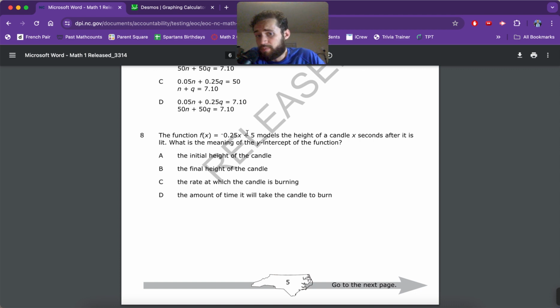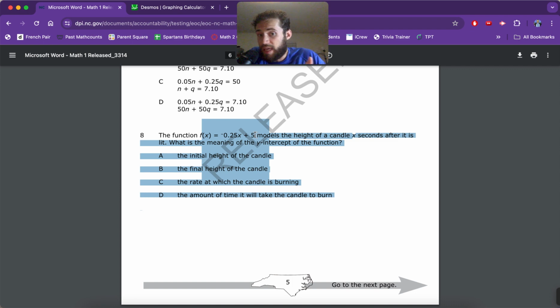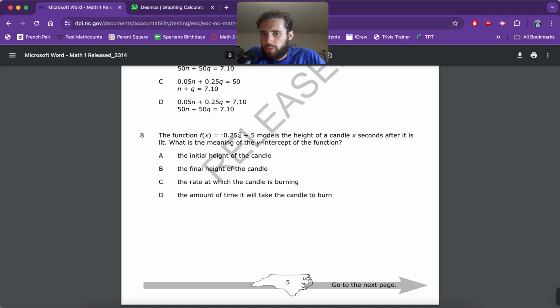Well, we just said the y-intercept is the plus 5, right? That would be the b, the plus b, if it was y equals mx plus b. So when x is 0, your height is 5. And again, what that means is the height at the beginning is 5. The initial height of the candle, right?